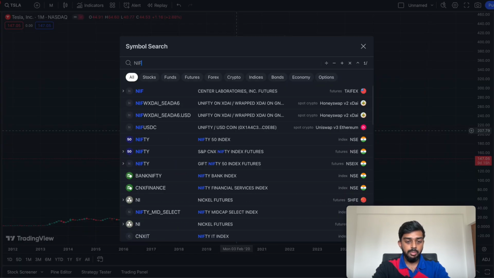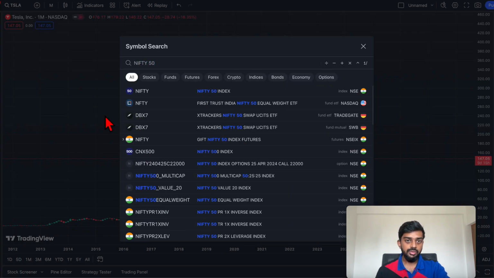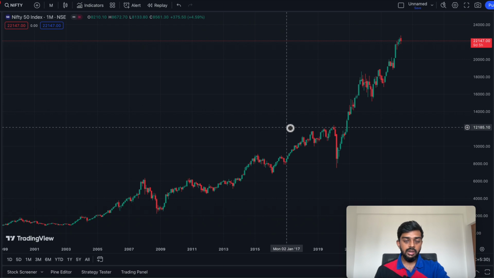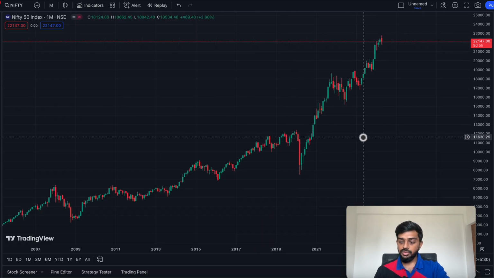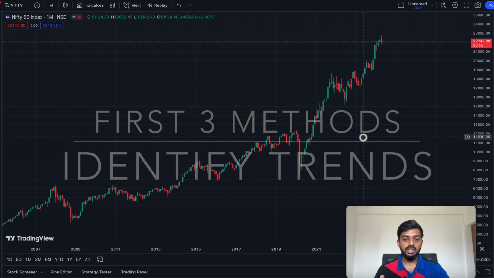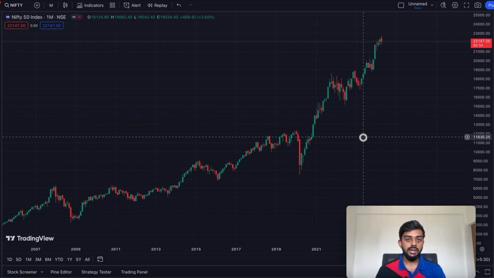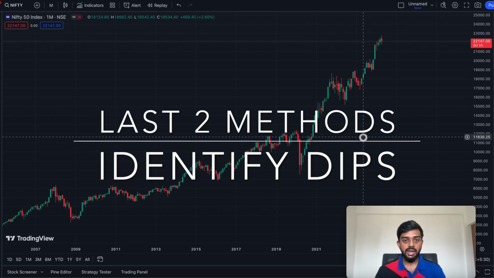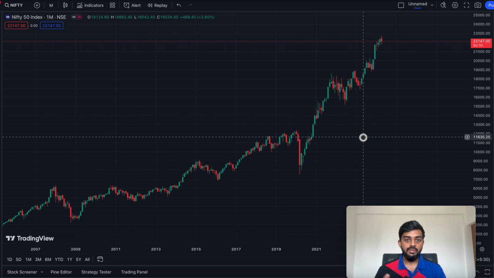We can start typing Nifty 50 to enter the Nifty 50 chart. Okay, in total we will discuss 5 methods, and in the first 3 methods we will understand to find the market trend if it is moving in the upside or downside, and in the last 2 methods we will identify the exact bottom location where the market is trying to take support and bounce back.